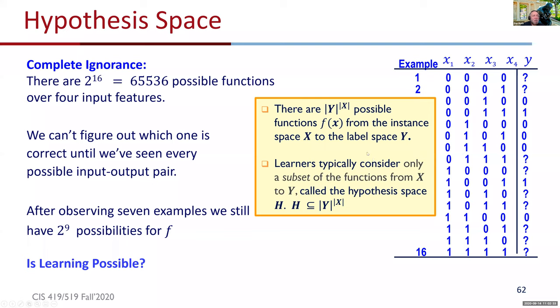This is just a detour to make sure that we know how I did this math here. There are size Y, which is 2 in our case, to the power of size X, which is 16, the number of possible functions from the instance space X to the label space Y. And a learner typically considers only a subset of these functions. The subspace of functions is the hypothesis space. And typically this H, the hypothesis space, is going to be much, much smaller than the set of all possible functions.